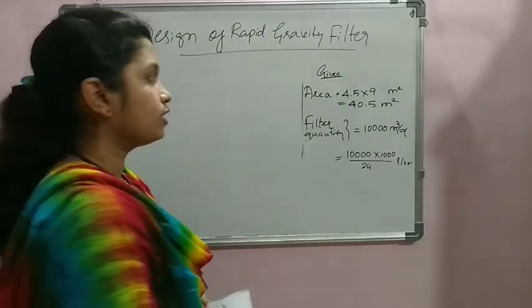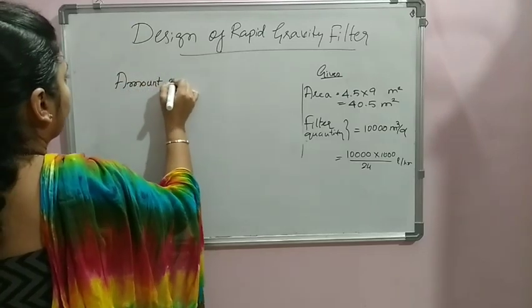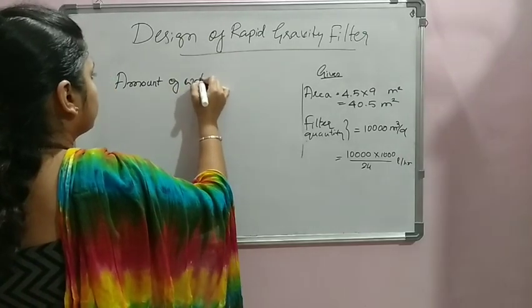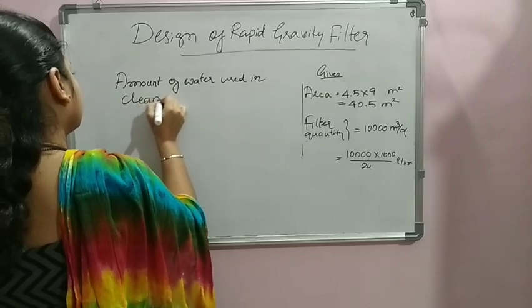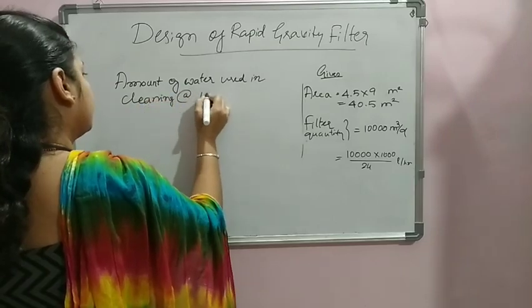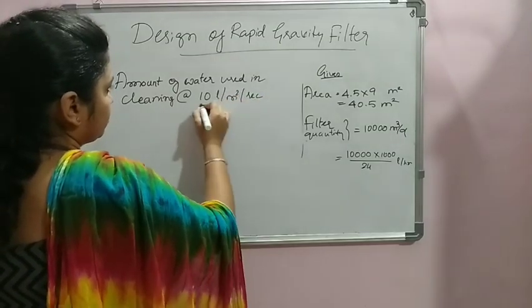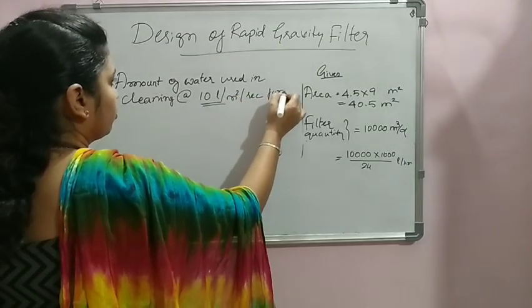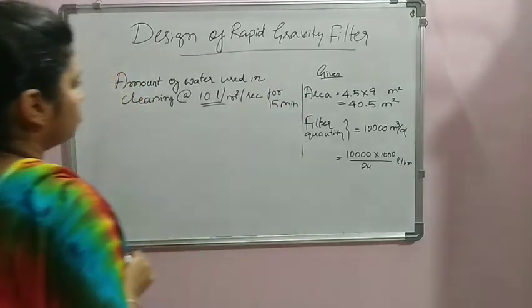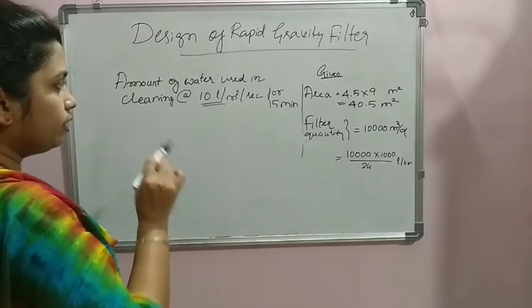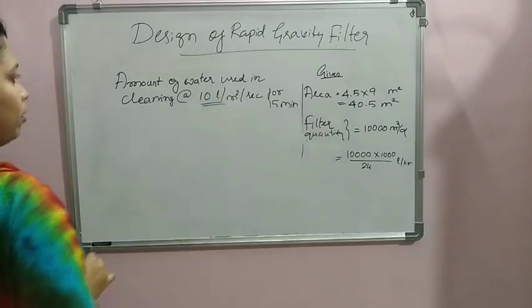Next thing we are calculating is the amount of water used in cleaning at 10 liters per meter square per second. This is the rate for around 15 minutes. So this is the consideration: amount of water used in cleaning at a rate of 10 liters per meter square per second for 15 minutes. Now we have to calculate.